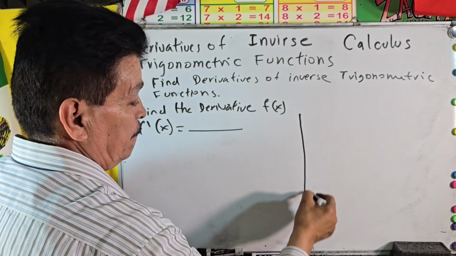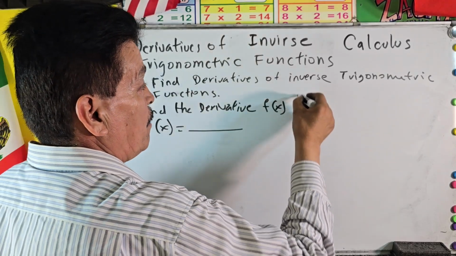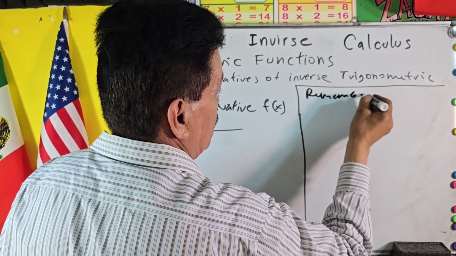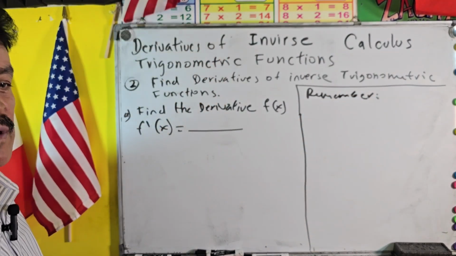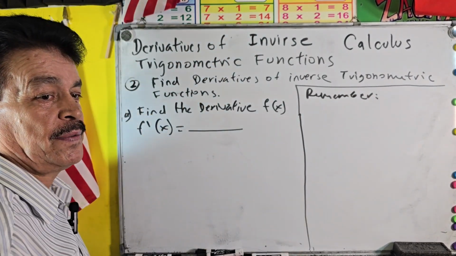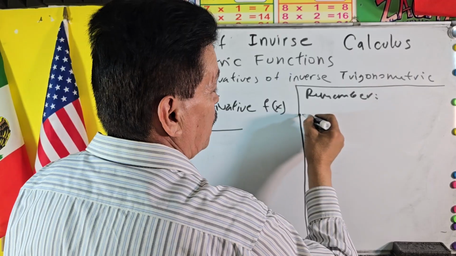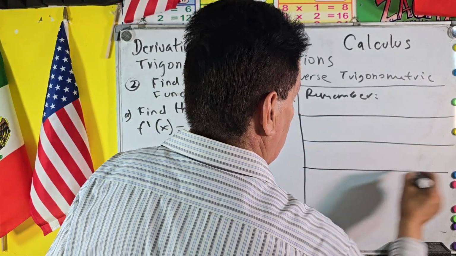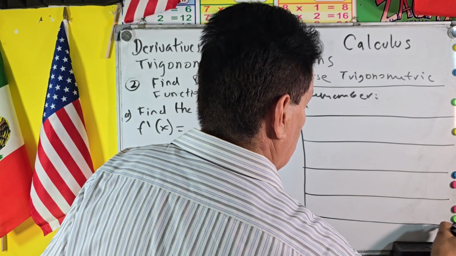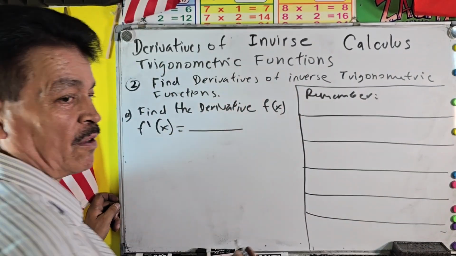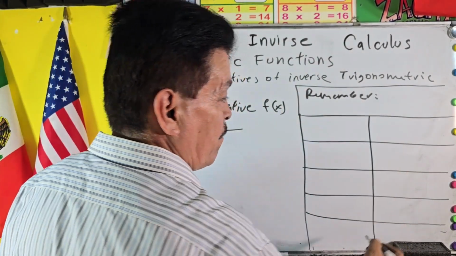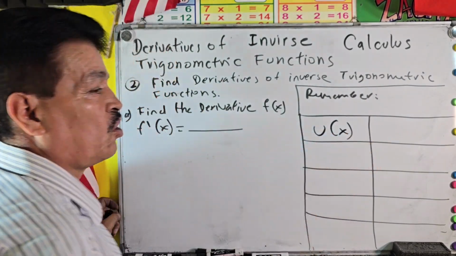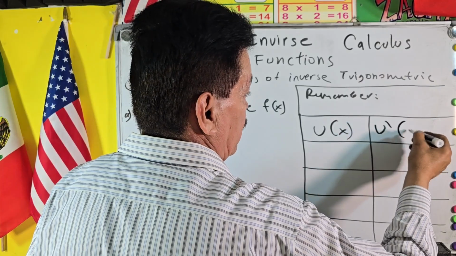We have to remember this. Very important. This is a clue for our class today. We are going to divide the board into some sections right here. And that's very important. This is a clue for our class today. Let's write u of x on top, and then on this side the derivative of u of x.